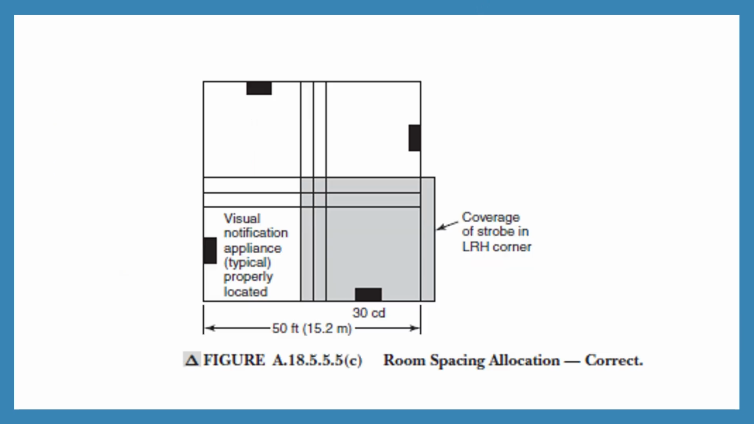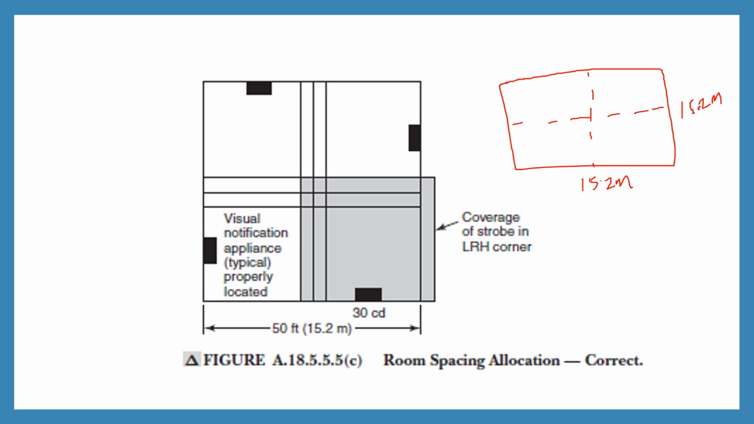See here, same room, but now the location of the strobes has been changed. So if you look at this particular room, what we need to do is draw an imaginary line. For example, this is the room, 15.2 meter by 15.2 meter. Assume this is a square sized room. Now I need to place 4 strobes in this particular room. So I will draw an imaginary line through the center of this room like this.